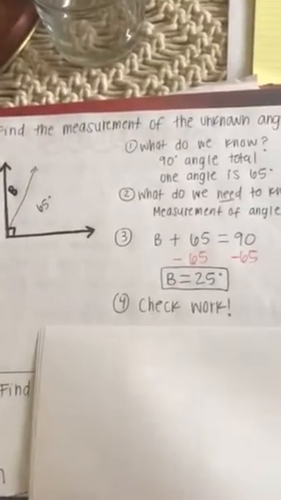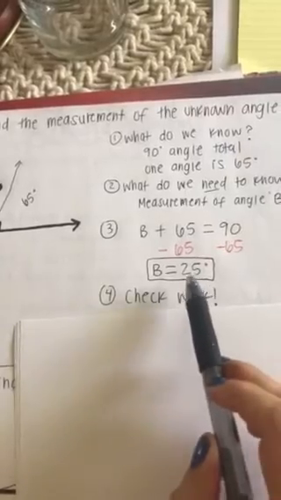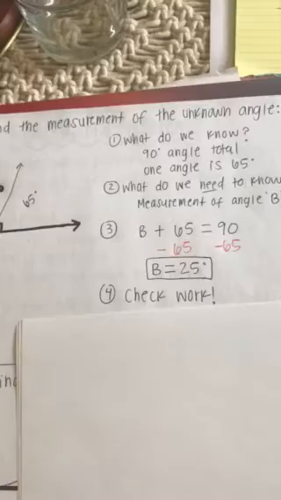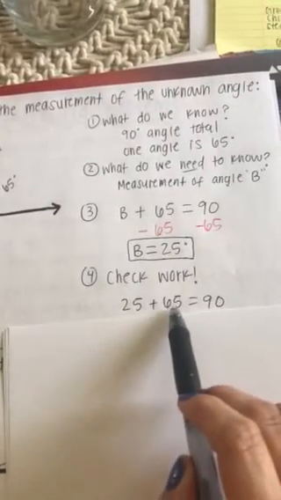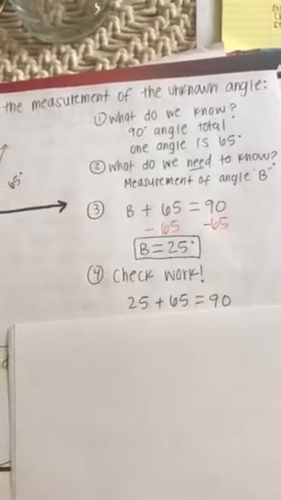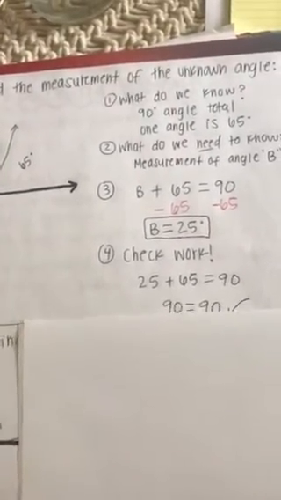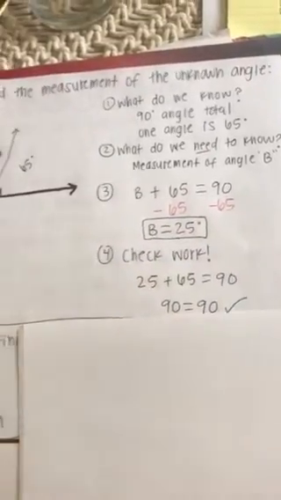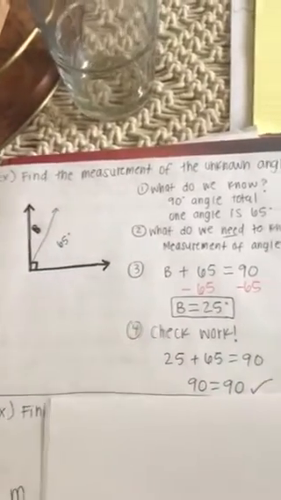But you need to check your work. You check your work, remember, by plugging 25 into your original equation, and you're replacing the B with 25. So 25 plus 65 equals 90. Let's find out. 25 plus 65 is 90. Well, the original answer is 90, so yes, we got it correct. This angle is worth 25 degrees.